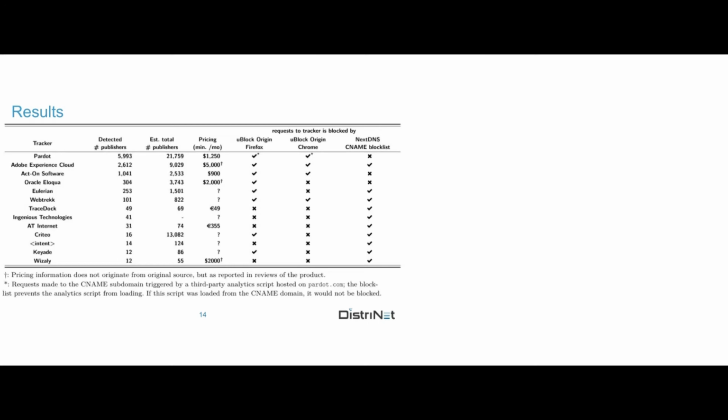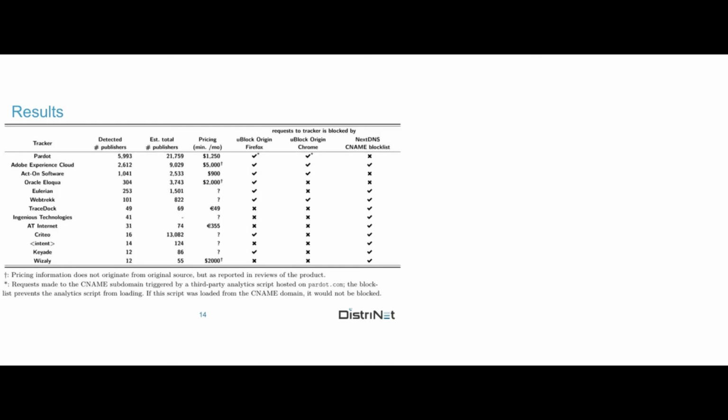So we obtained a list of 13 trackers, some of them bigger, some of them smaller. We note the number of detected customer websites that were using this technique. However, this is an underestimate, because when we look at the actual total estimated number of publishers using the tracker, we have a much larger number. We also noted the price that they were asking for this service, if it was available on their website.